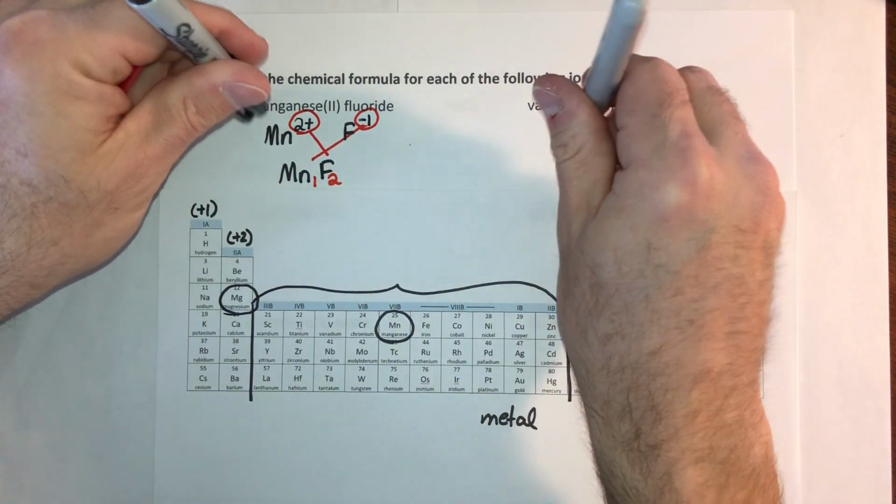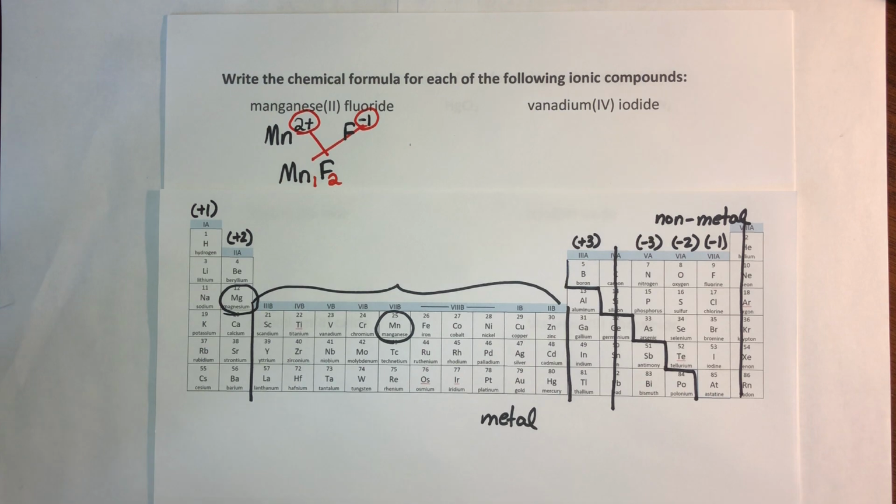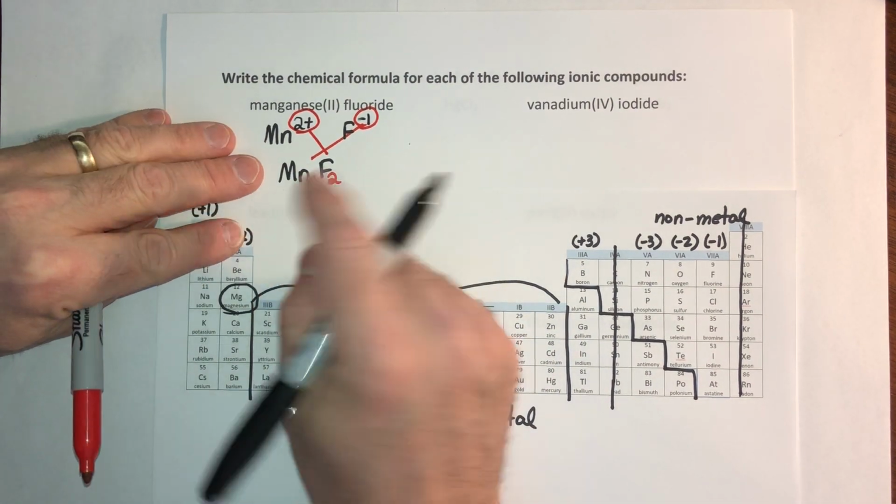And we did cover the taking of charges and switching them in the first part of the video series on naming and writing the chemical formulas for ionic compounds. Okay, so if this is giving you a little bit of trouble, you might want to pause, go back and watch the first part of this series. Okay, now let's talk about why this makes sense.